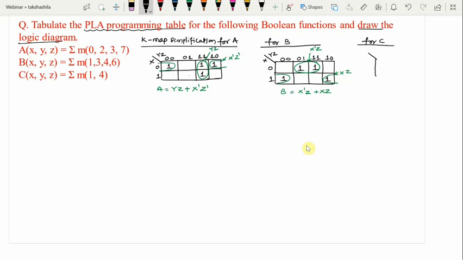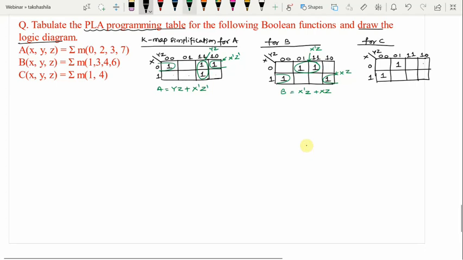For C, again a three variable function, so a three variable map we have to draw. This is X and YZ. This is 0, 1. This is 0, 0, 0, 1, 1, 1, and 1, 0. Now what are the minterms? 1 and 4. Each term is a separate minterm. This represents X, Y dash, Z dash, and this represents X dash, Y dash, Z. Now what is C? C is X dash, Y dash, Z plus X, Y dash, Z dash.